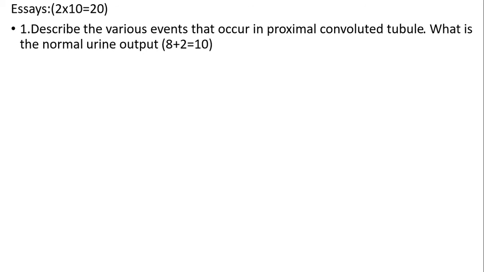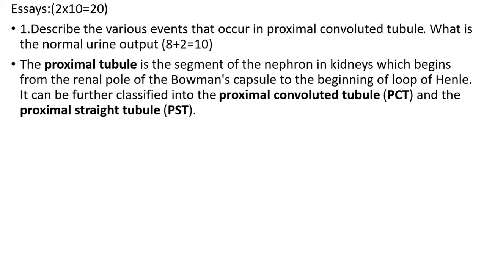What is a normal urine output? So the proximal tubule is the segment of nephron in the kidney which begins from the renal pole of the Bowman's capsule to the beginning of loop of Henle. It can be further classified into proximal convoluted tubule, that is PCT, and the proximal straight tubule.